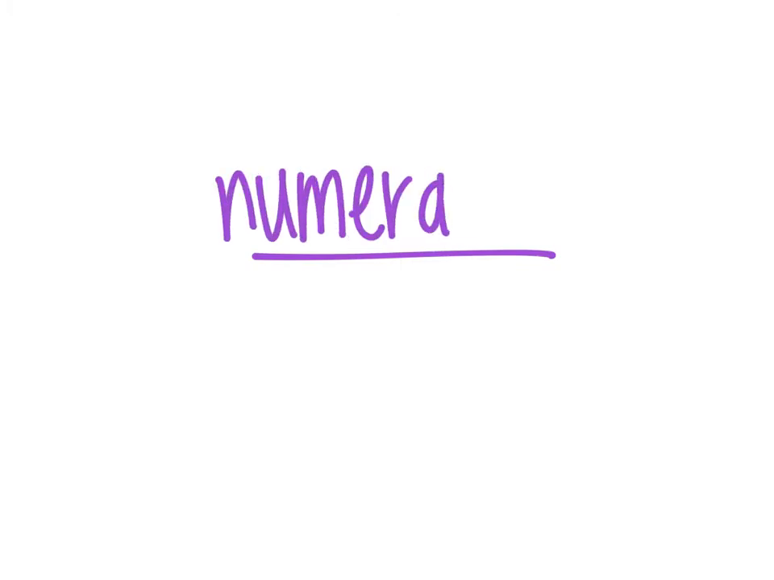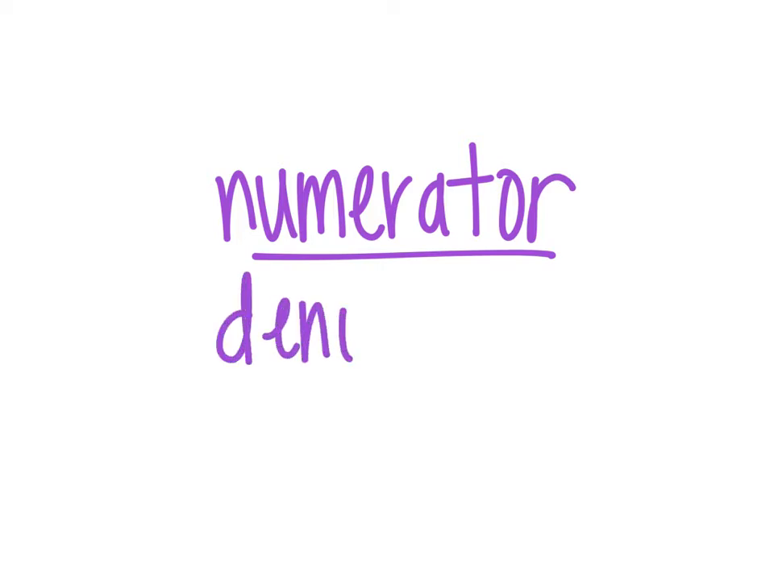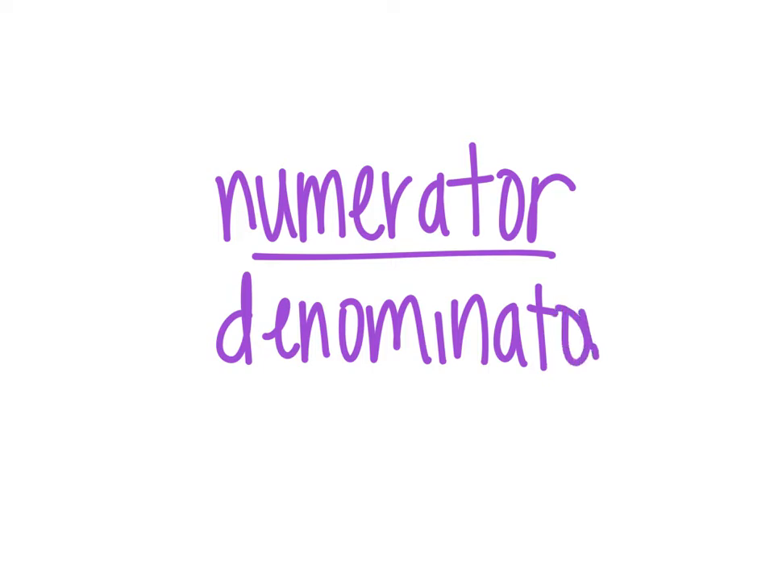The top number in a fraction is called the numerator, and the bottom number is called the denominator. I always think about it like denominators are down. They're on the bottom. The numerator tells you how many pieces you have, and the bottom number, the denominator, tells you the total.